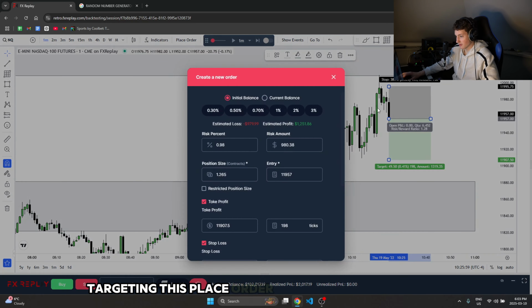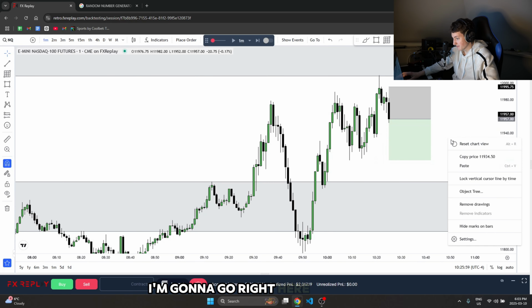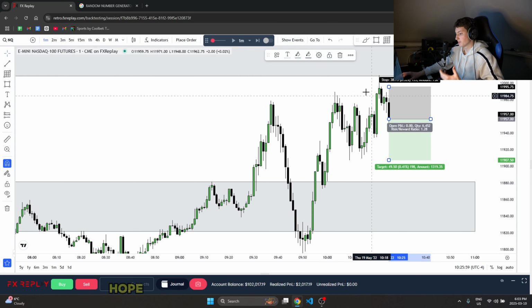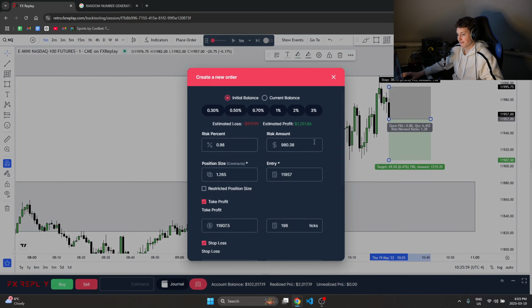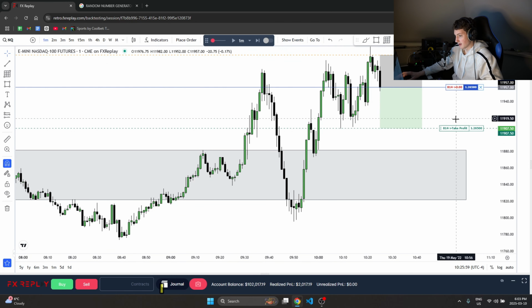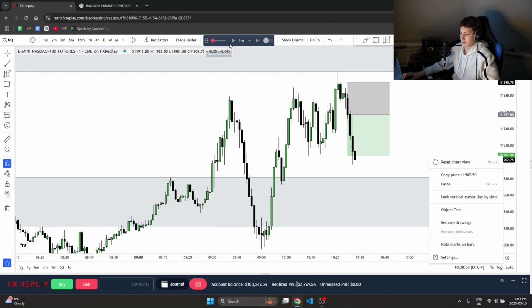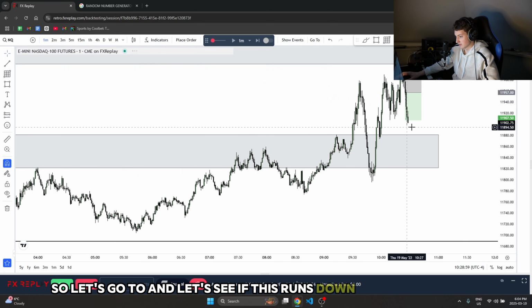Targeting this, place order. And the auto break even, I'm gonna go right here. Copy price. Hope you guys are seeing the inversion setups. Auto break even, price, boom. I feel optimistic about this one. And boom, instant take profit. We're up 3.3% now. So let's see if this runs down to the daily lows.